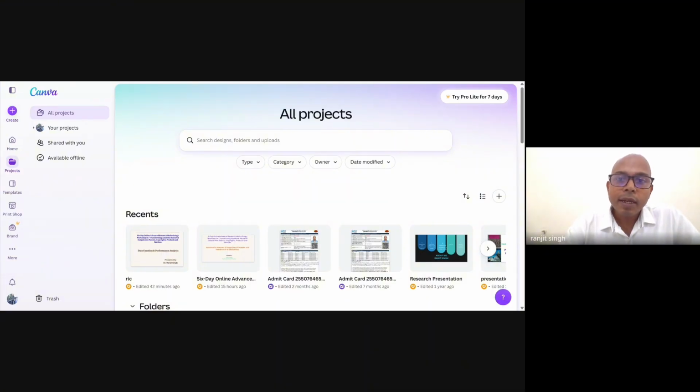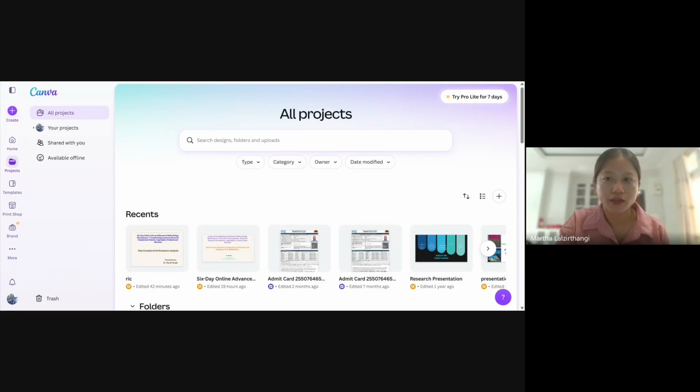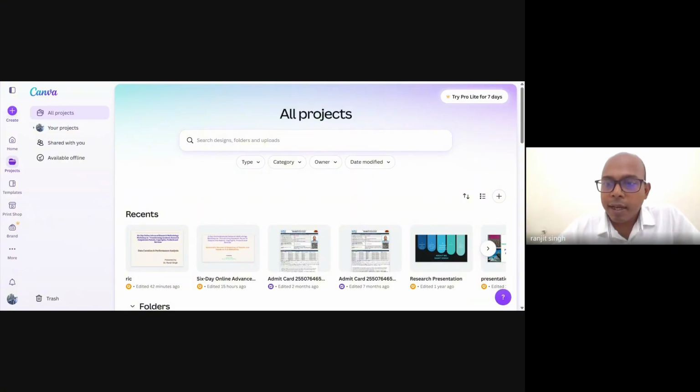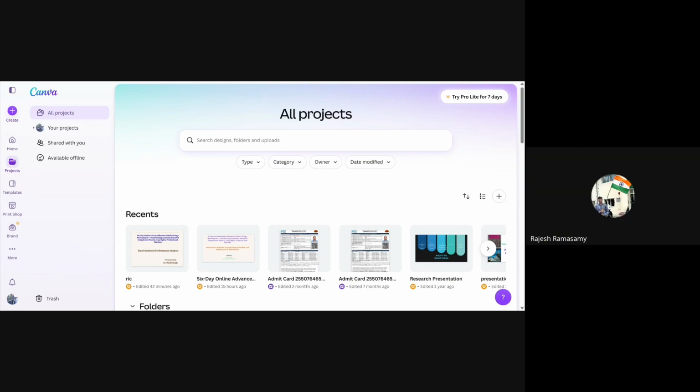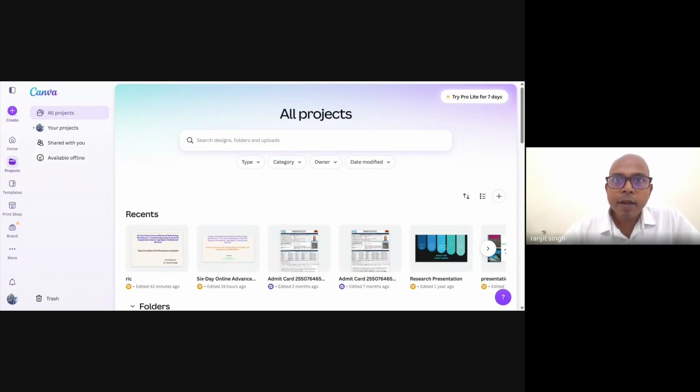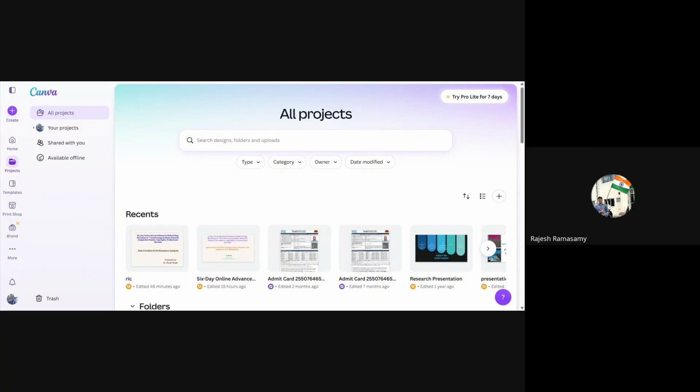Why? Because... Excuse me, sir. I'm sorry to interrupt, sir, but if you're showing any slides, they're not showing on the screen, sir. Ranjit, it shows all projects. Please select your presentation, the 6 days online advanced research methodology presentation is there. Just click that and open. Now it is showing, sir? No, sir, you can see the same page.